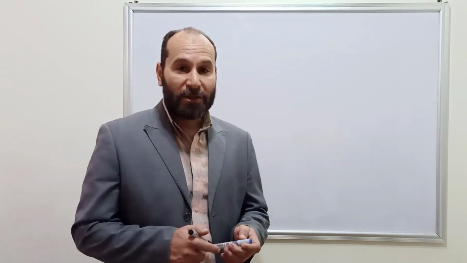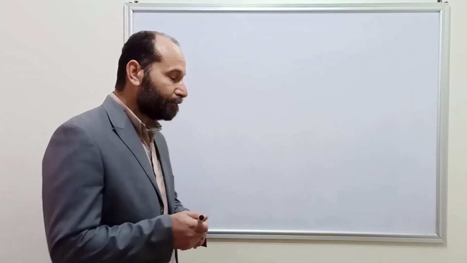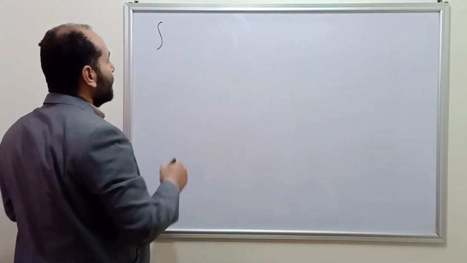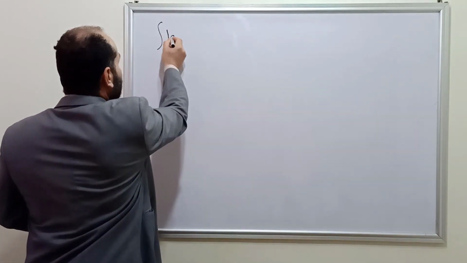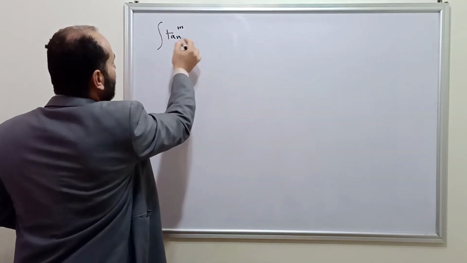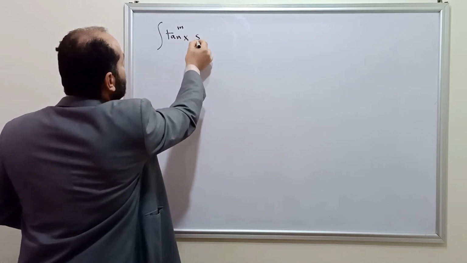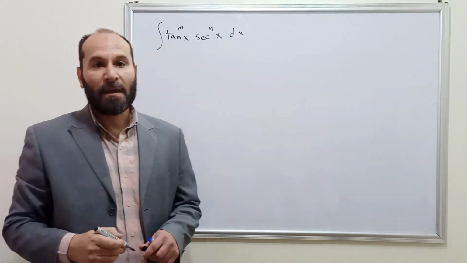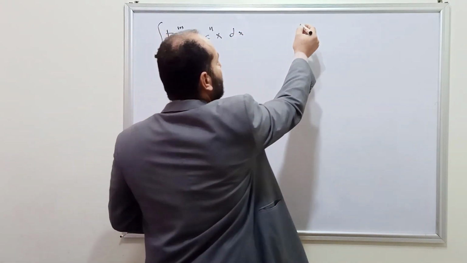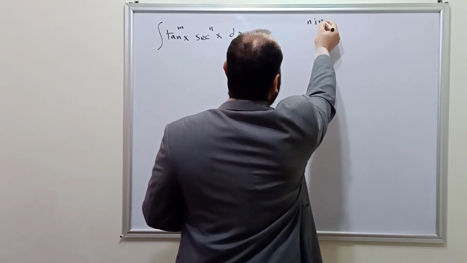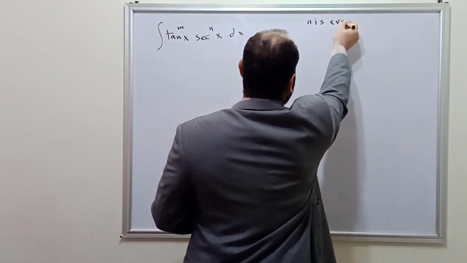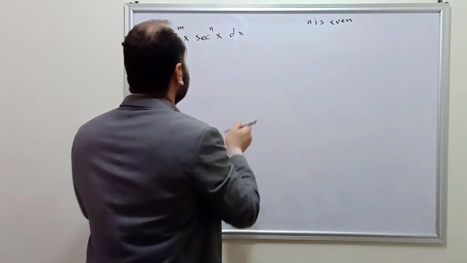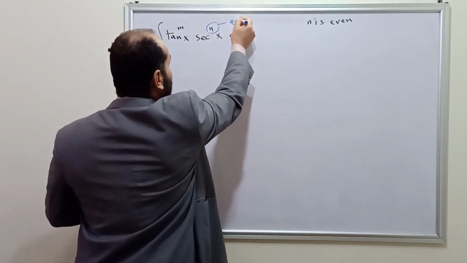Now we try to complete the techniques of integration of trigonometric functions. Today we try to integrate tan to the power m of x, sec to the power n of x, dx. The first case is when n is even.